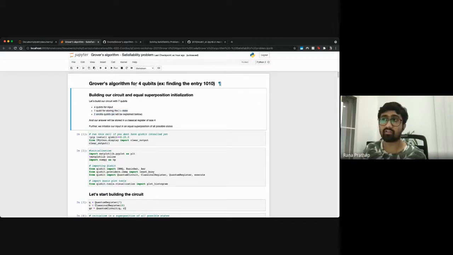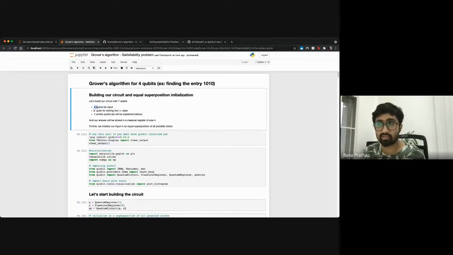The algorithm that you're doing is for 4 qubits, and we'll try to find the entry 1010. It's a bit contrived because you already know what you're trying to find. I know it's a bit confusing. I was really confused in the start as well. But later when we're working with 3SAT, we'll get a brief idea of how we can use Grover's to find something. And okay, so let's now build our circuit.